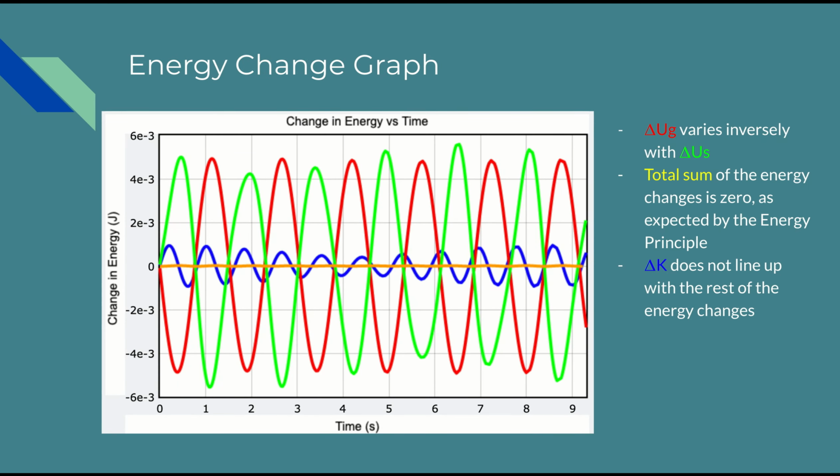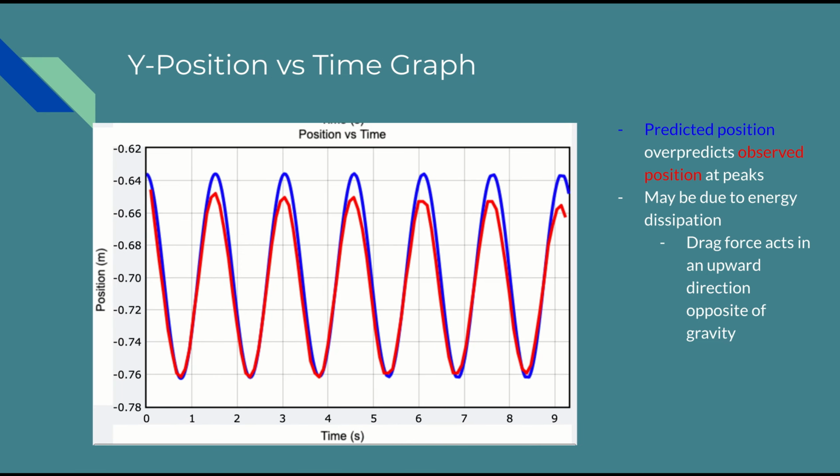In the energy change graph, the spring potential energy varies inversely with the gravitational potential energy. The total sum of the energy changes is zero, as expected by the energy principle. The change in kinetic energy fluctuates throughout the graph.